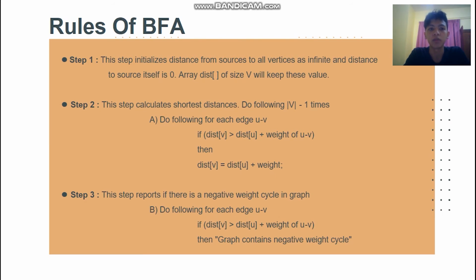Now I would like to present the BFS, Bellman-Ford algorithm. There are 3 rules in BFS. Step 1 is we need to initialize the distance from the source to all vertices, where its own distance, s, is equal to 0. Step 2, we need to calculate the shortest distance, and step 3, we need to report if there is a negative weight cycle in the graph.